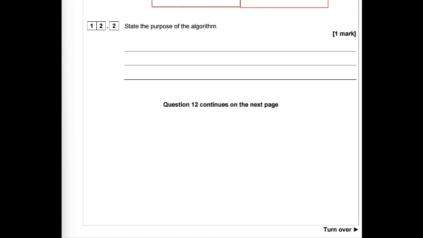So we need to state the purpose of the algorithm. You can have 1 mark just for saying it's a bubble sort. Or you can have a mark which will say sort the values in order. Or you can just say put into alphabetical order, which is what this algorithm does. So the purpose is to put the letters in alphabetical order. Done.